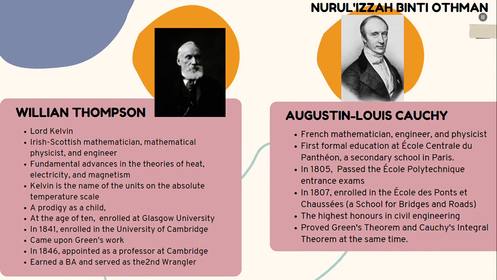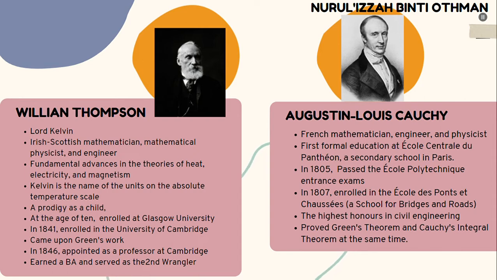He was a prodigy as a child. At the age of 10, he enrolled at Glasgow University, and in 1841 he enrolled in the University of Cambridge. While working at the university, he came upon Green's work. He was appointed as a professor at Cambridge University in 1846. He earned his Bachelor of Arts and served as the second wrangler, which is ranked second in the list for those obtaining a first-class degree.